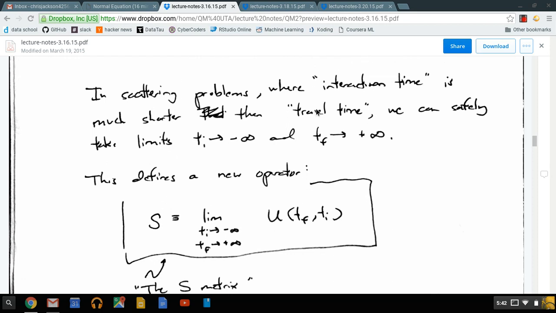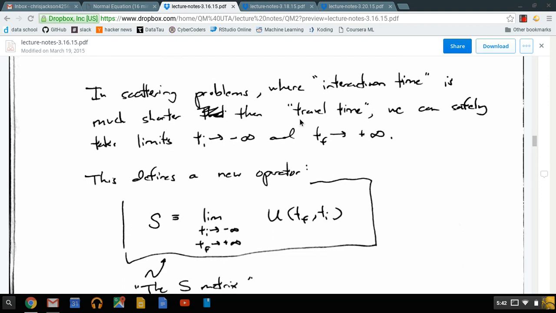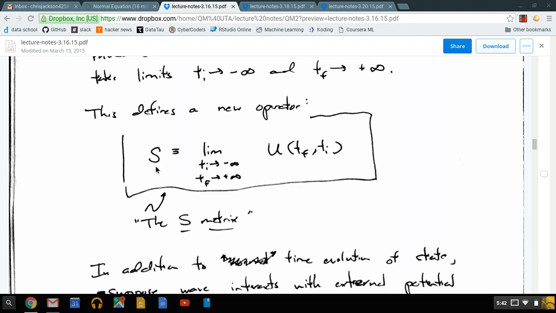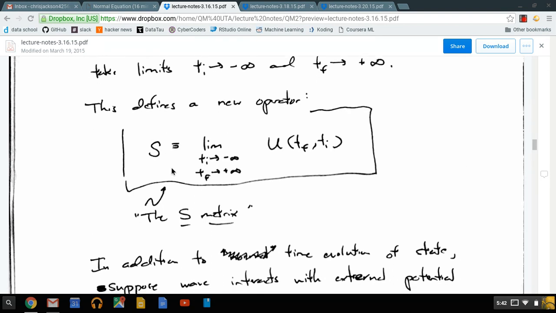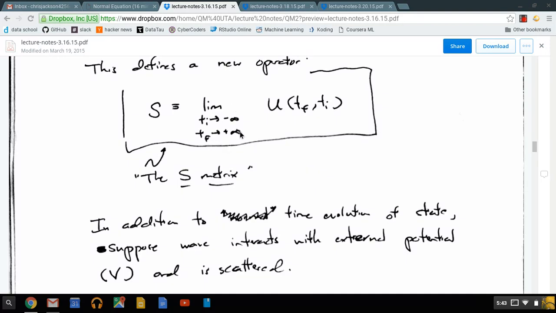And when you do that of the propagator, so this is all independent of any type of scattering, but when you take those limits of the propagator, this is a special quantity in quantum mechanics. It's called the S matrix. Okay, so the S matrix is a quantity that you'll probably see more of if you take quantum field theory, because it's the main thing that we're trying to compute in quantum field theory, because we're always interested in scattering experiments. S matrix is basically our fundamental quantity, but this is how it's defined in non-relativistic quantum mechanics.